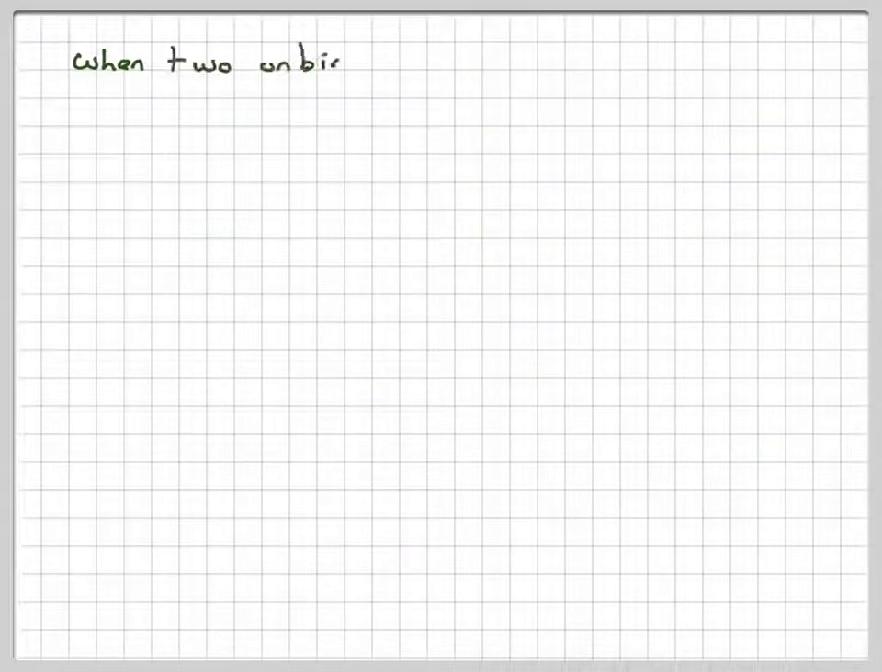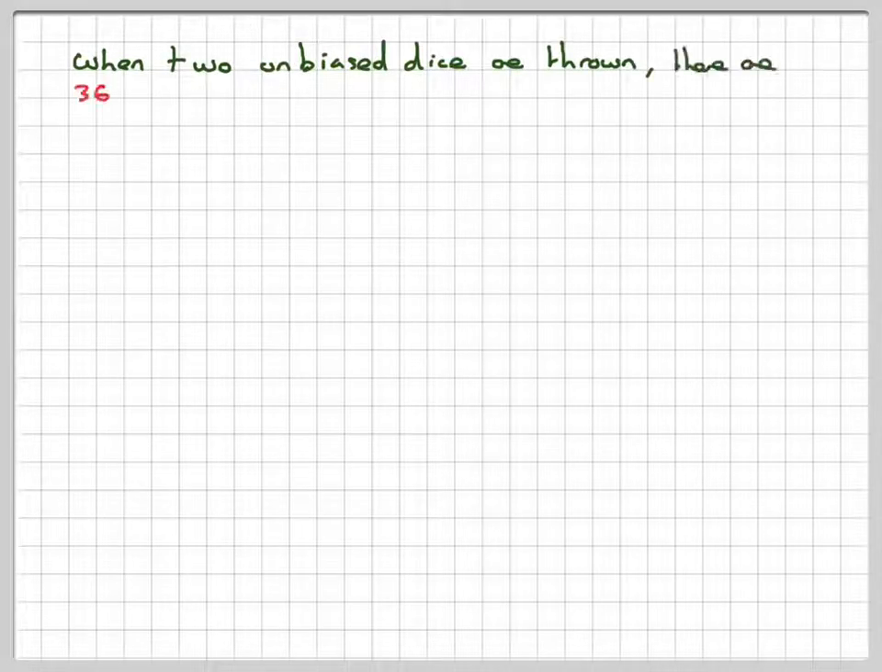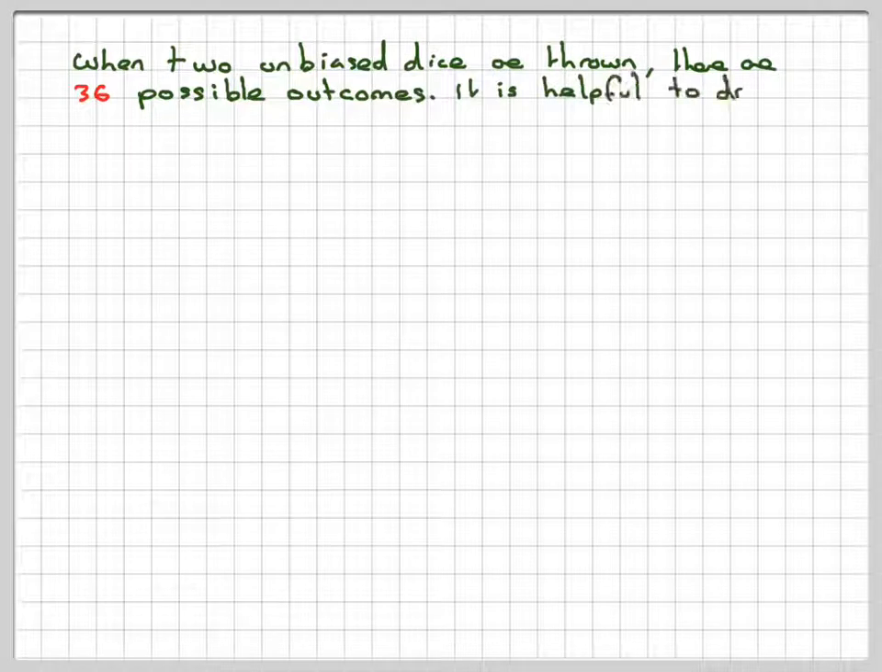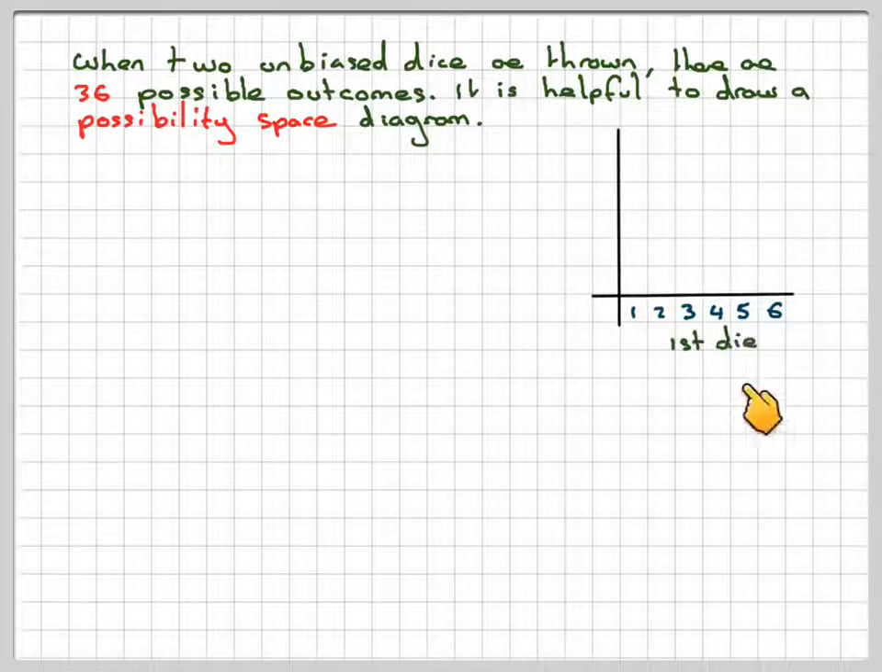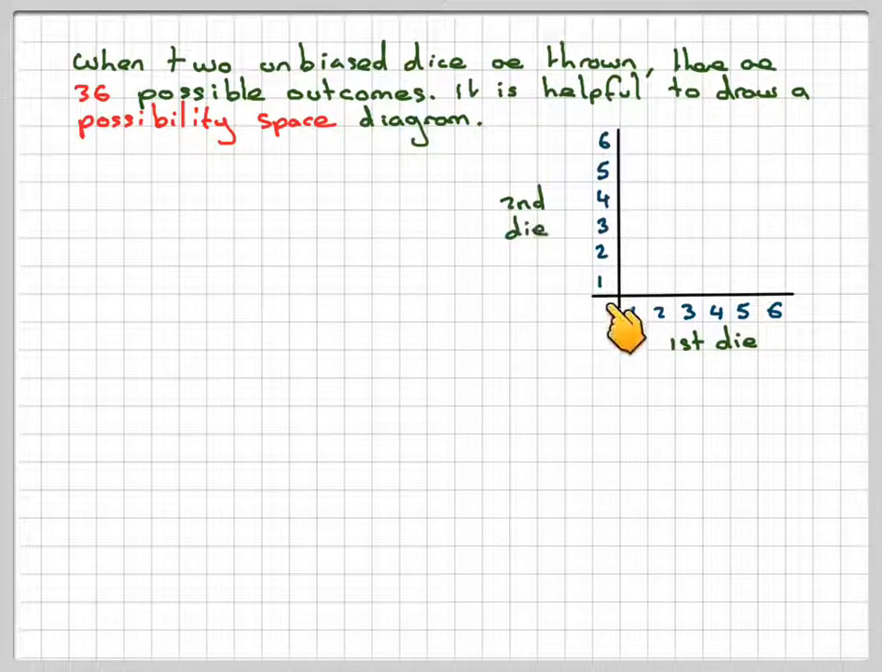Now, when 2 unbiased dice are thrown, there are 36 possible outcomes, and it is helpful to draw a possibility space diagram. So we'll just draw that. What we have here is the first die, and the numbers on there are 1, 2, 3, 4, 5, 6, and a second die here, and the numbers here are 1, 2, 3, 4, 5, 6. Now, we are interested in the sum, so the numbers that go in here are 2, 3, 4, 5, 6, 7.